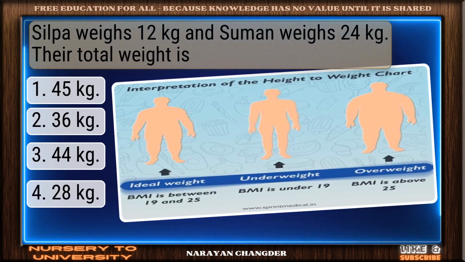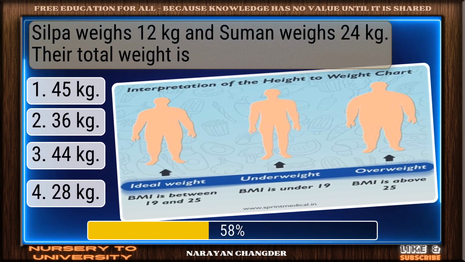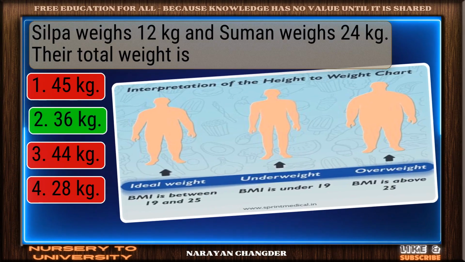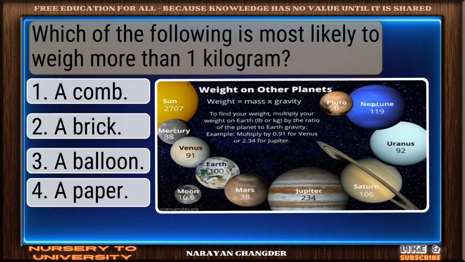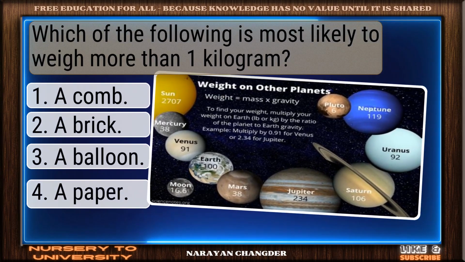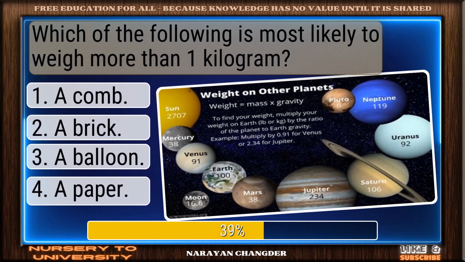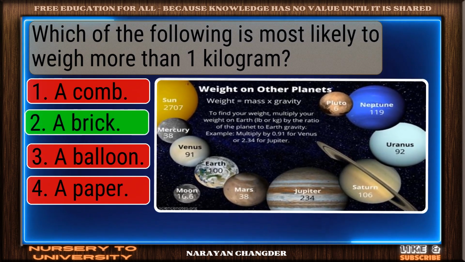Silpa weighs 12 kg and Suman weighs 24 kg. Their total weight is exactly 36 kg. Makes sense, and it is the right choice. Which of the following is most likely to weigh more than 1 kilogram? Great job. A brick is the accurate answer.